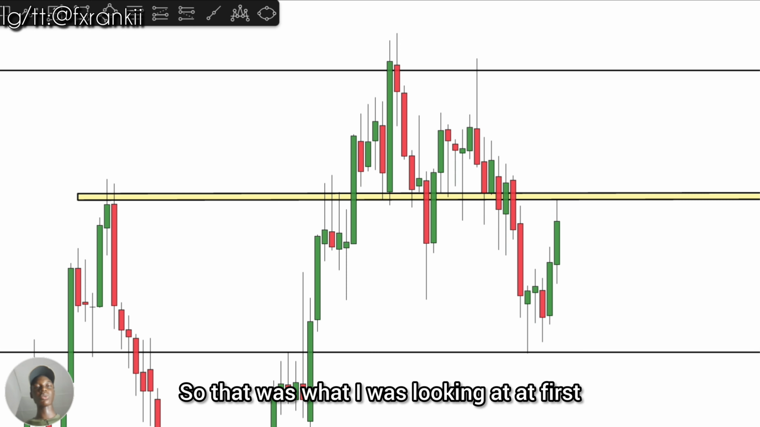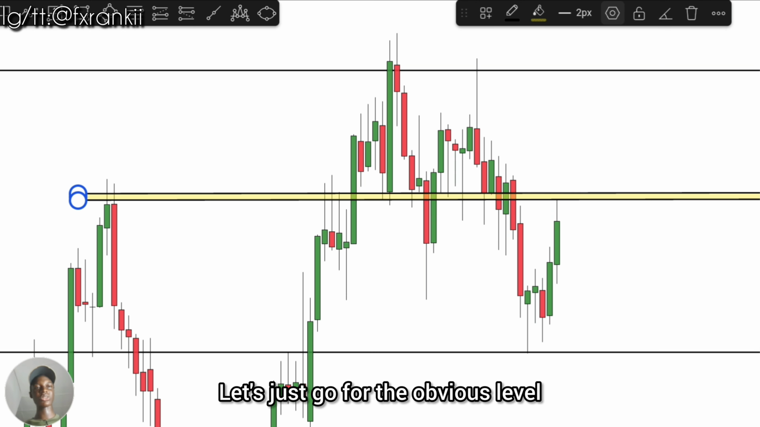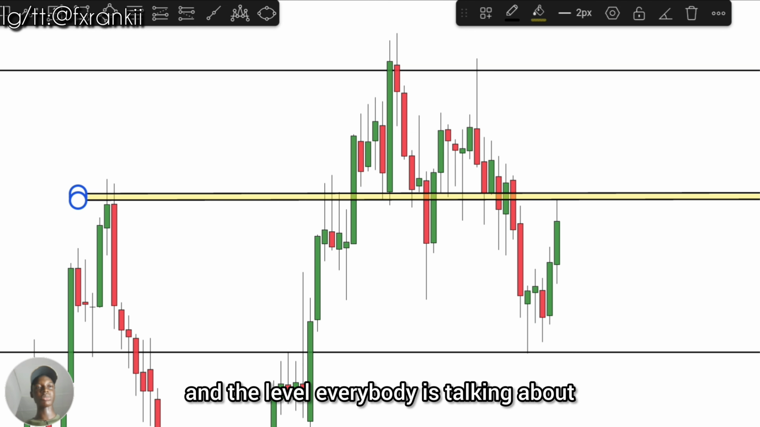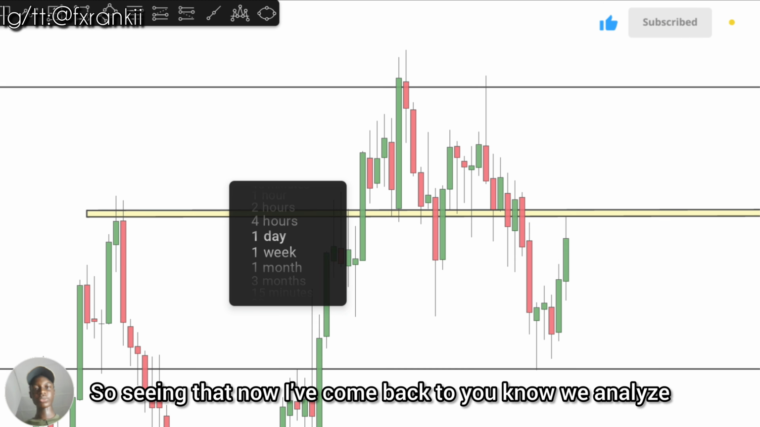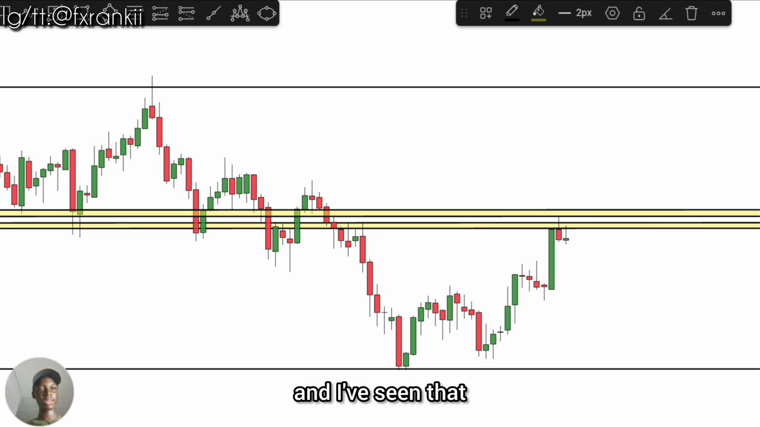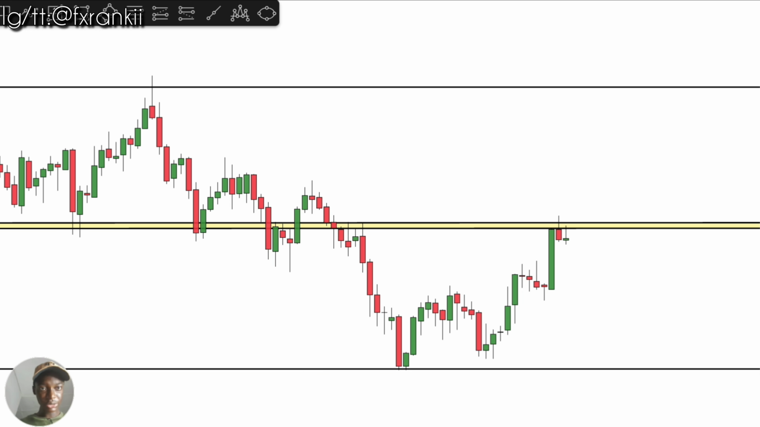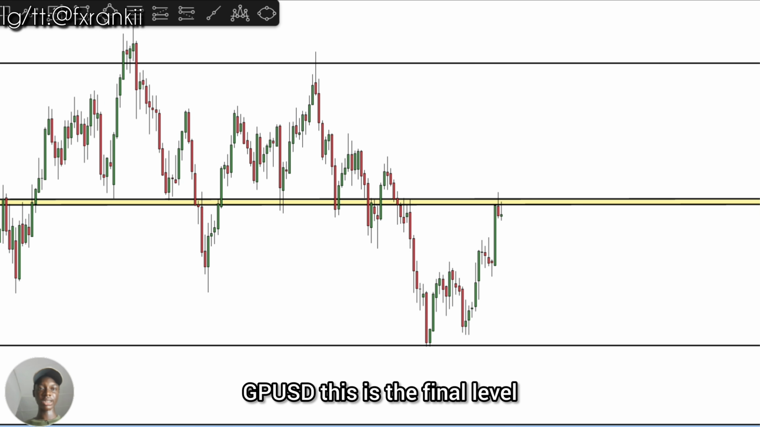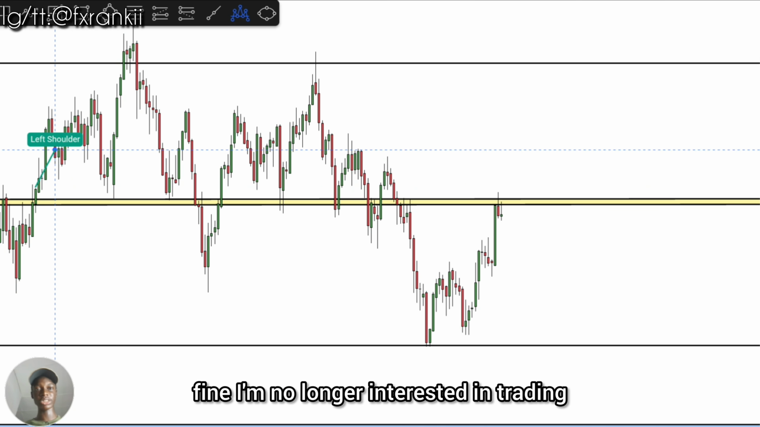So that was what I was looking at first, but I was like, this cannot be possible, right? Let's just go for the obvious level, the level everybody is talking about, which is something I advise none of you to do. Seeing that, I've now come back to reanalyze, and I've seen that on GBPUSD, this is the final level. If this level doesn't work out, then it's fine. I'm no longer interested in trading GBPUSD.